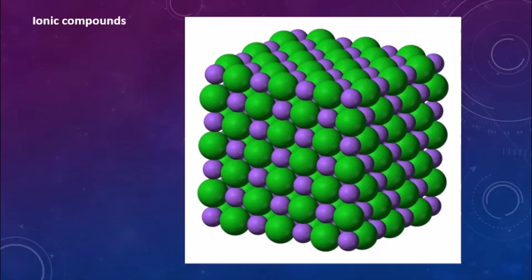And this force of attraction is such that the positive and the negative charges balance each other. And that is why ionic compounds are electrically neutral. Neither are they positive, nor are they negative. In fact, they are neutral.